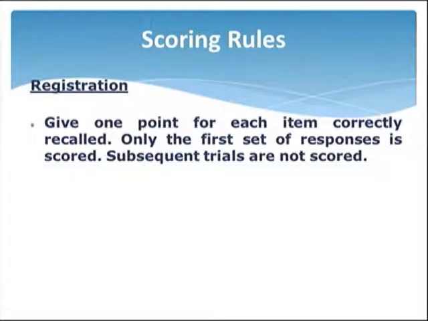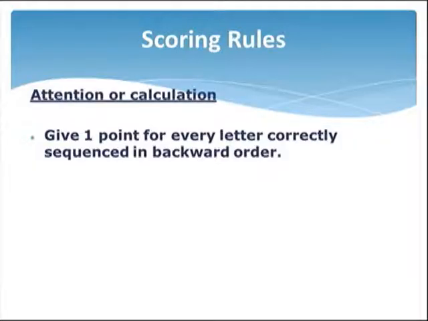Registration. Give 1 point for each item correctly recalled. Only the first set of responses is scored. Subsequent trials are not scored. All 3 items were correctly recalled by our subject within only 1 trial. 3 points are given.